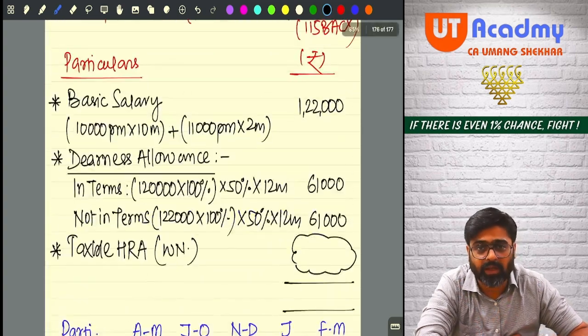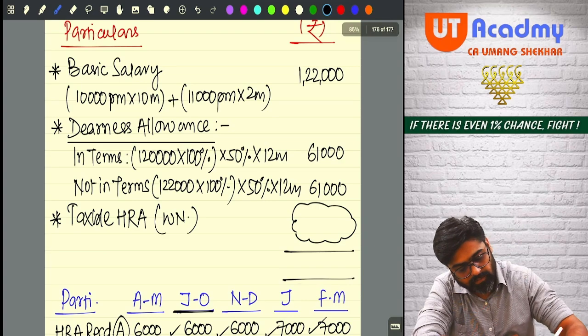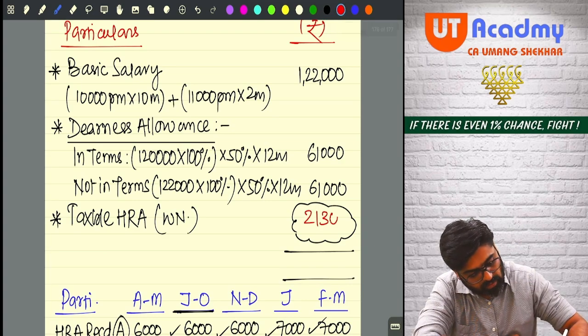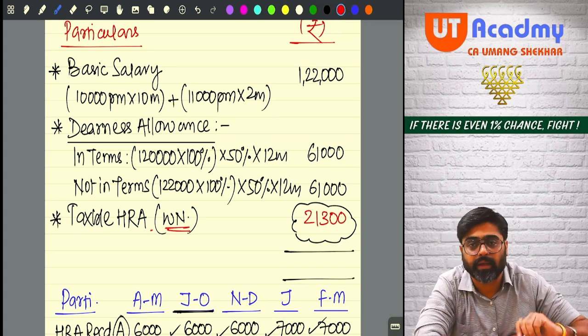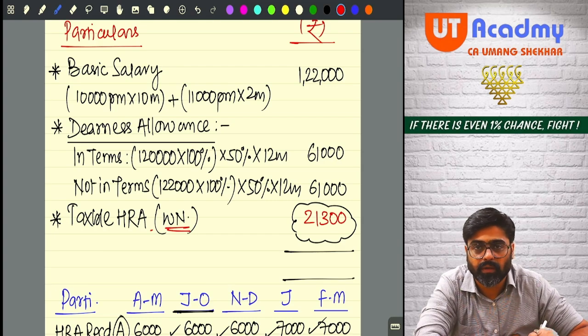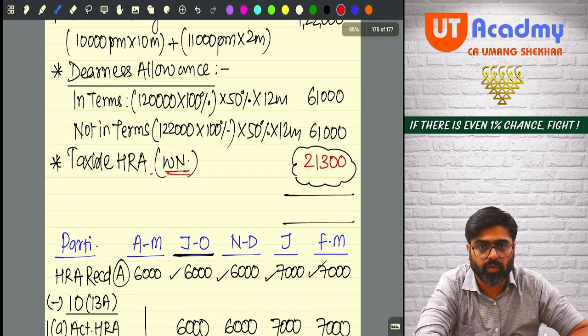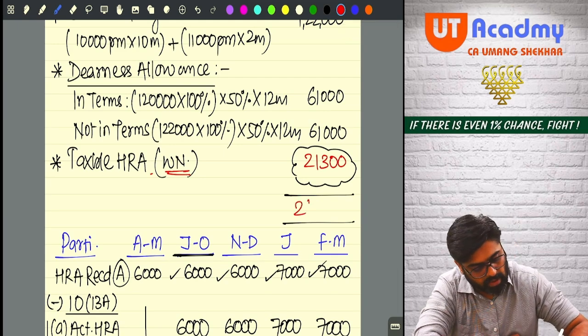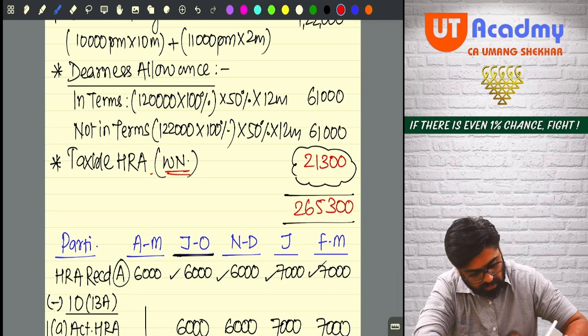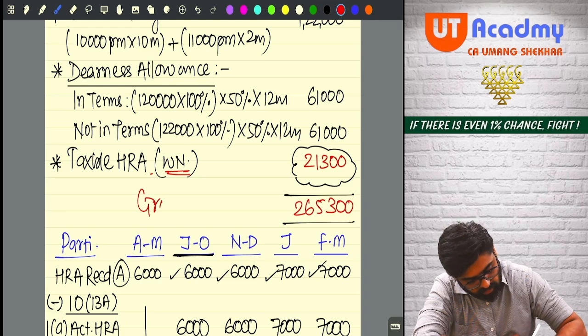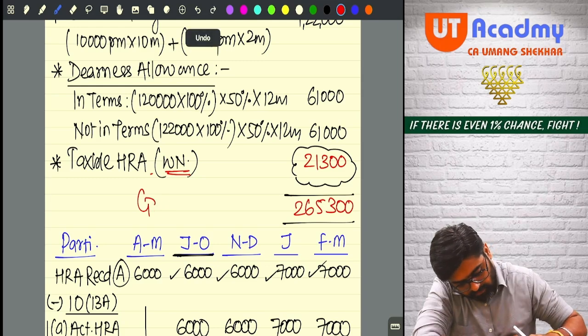So in my gross salary, I will have to show how much? 21,300, and this is from that working note. Got it? Now can you add all the 4 figures? 244 plus 21, 265,300. Did you get it? 2,65,300 will be my gross salary.